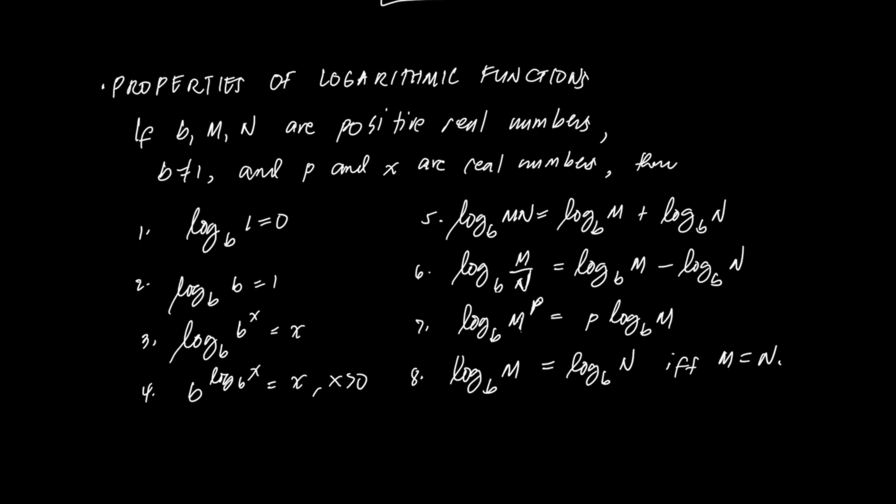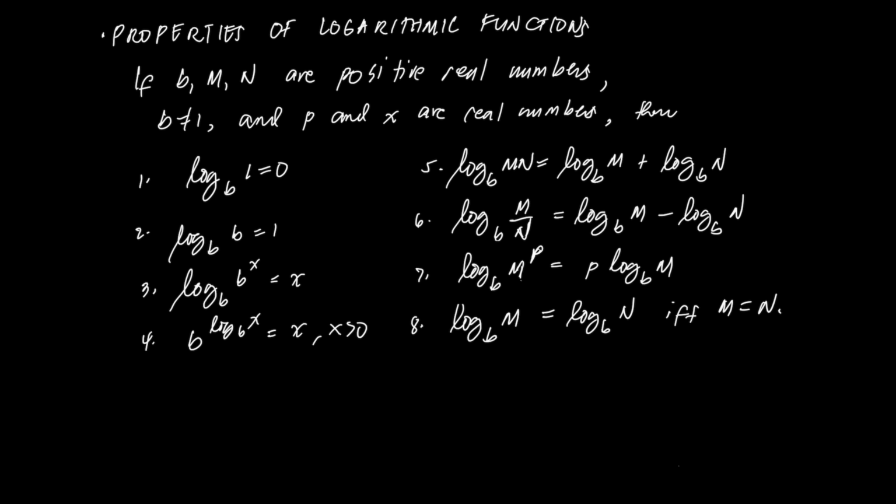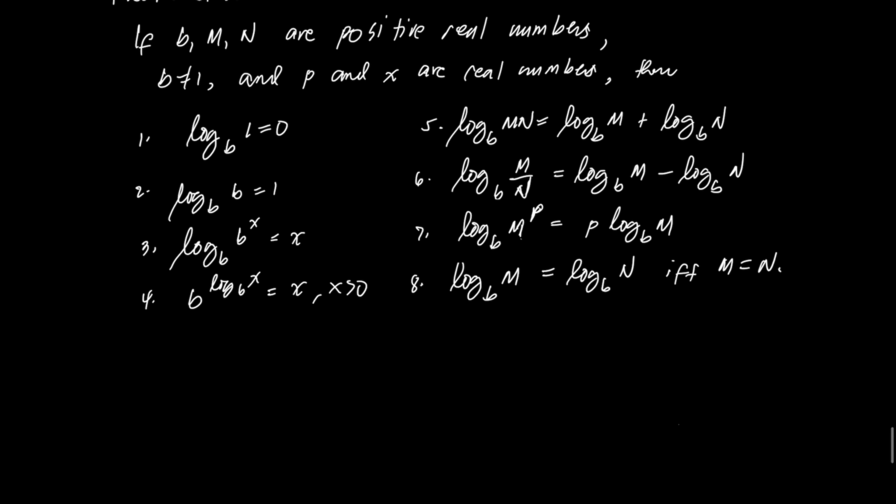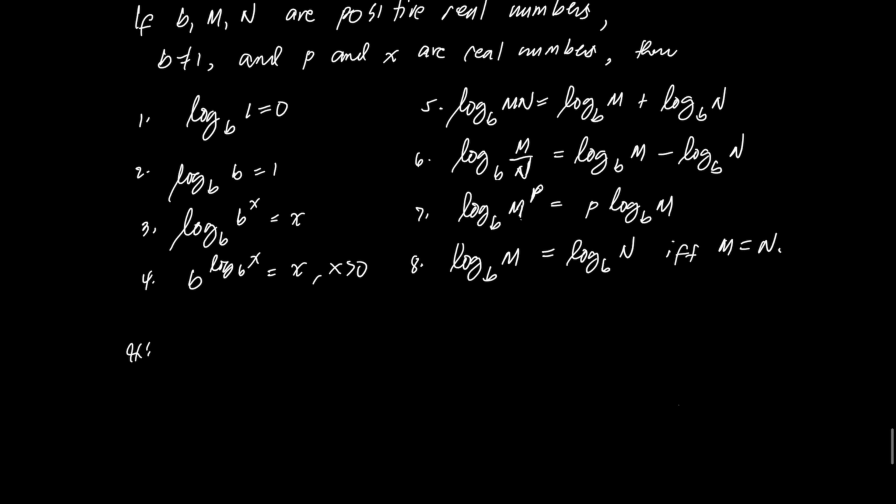So let's list the properties of logarithmic functions now. If b, m, and n are positive real numbers, where b is not equal to 1, and p and x are real numbers, then these are the 8 properties that are very important in dealing with logarithmic functions and also in solving equations involving logarithmic functions and exponential functions. So let's have an example.